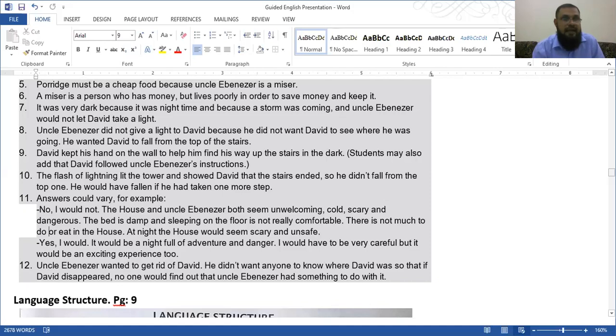Number 10. The flash of lightning lit the tower and showed David that the stairs ended. So he did not fall from the top. He would have fallen if he had taken one more step. Now the nature helped him. You see, if there was no lightning, he would have fallen.